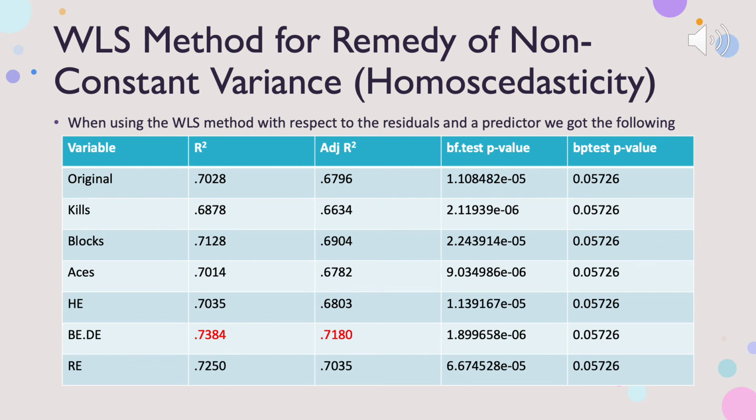Considering that we did have an issue of non-constant variance, we look to use the weighted least squares method in order to fix this. When looking at it with respect to the residuals in each predictor, we got the following table. We see that when using the block errors and dig errors, we got the highest r-squared value and highest adjusted r-squared value. Our model did improve, but it still failed the Brown-Forsythe test and the BP test.